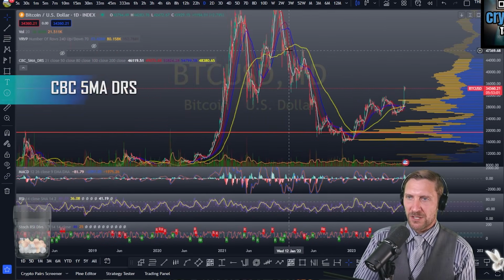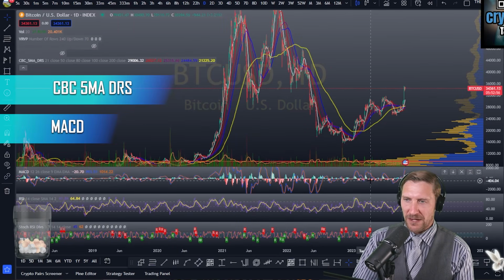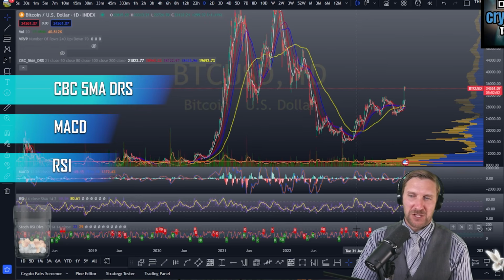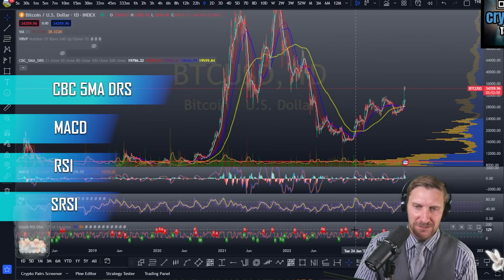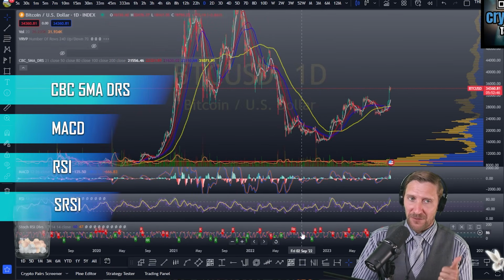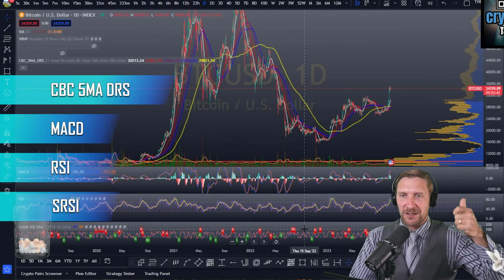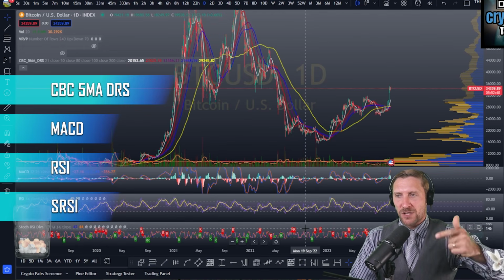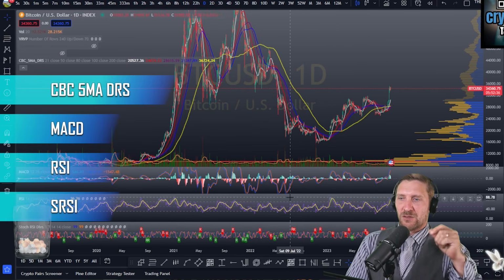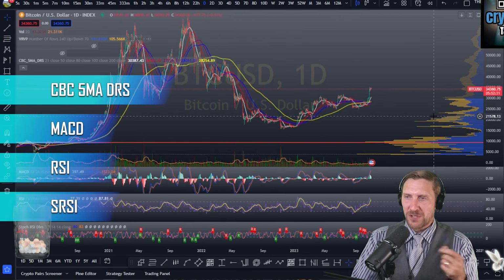So again, CBC 5MA DRS for the moving averages, MACD for the MACD, RSI for the RSI. You can type in RSI again and just pick it, or you can type in SRSI. I picked the one with divergences, remember that. Now there's a stochastic, don't get that confused. That's a different indicator. There's stochastic and there's stochastic RSI. I'm using the stochastic on the RSI. It's not the same as the stochastic. It's a little more sensitive and gives basically more entry points. And I find it's better to scalp and to take profits on.